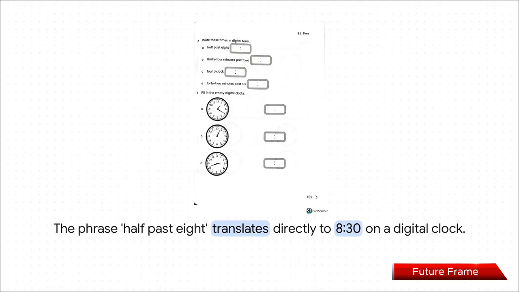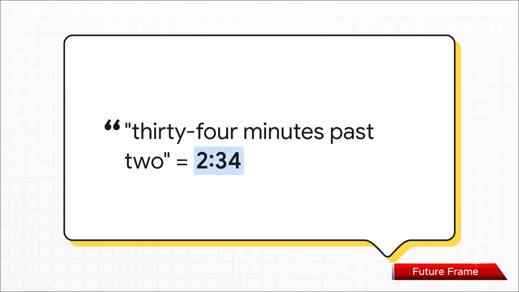And this exercise here shows that translation perfectly. Half past 8 just means 30 minutes past the hour of 8. So on a digital clock, boom, 8:30. It's as simple as that. And what's really neat is we can flip this around too. If someone says 34 minutes past 2, you instantly know the hour is 2 and the minutes are 34. The digital time has to be 2:34. It's a completely logical conversion, back and forth.